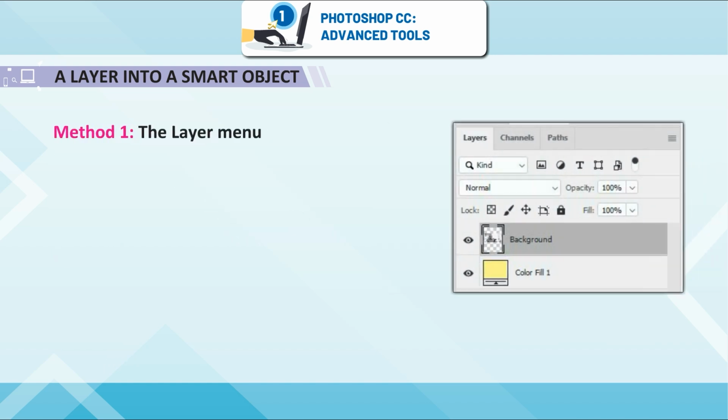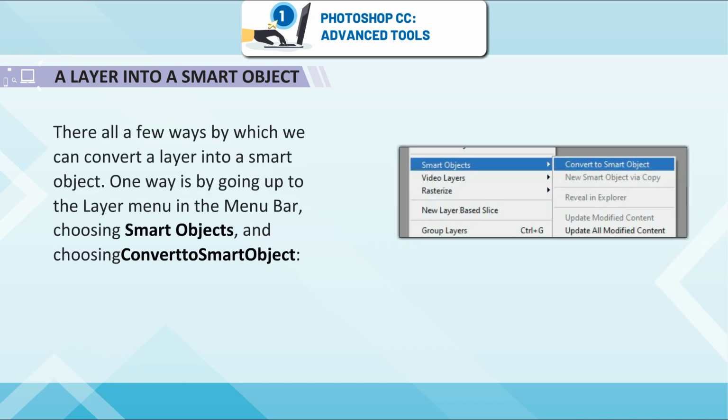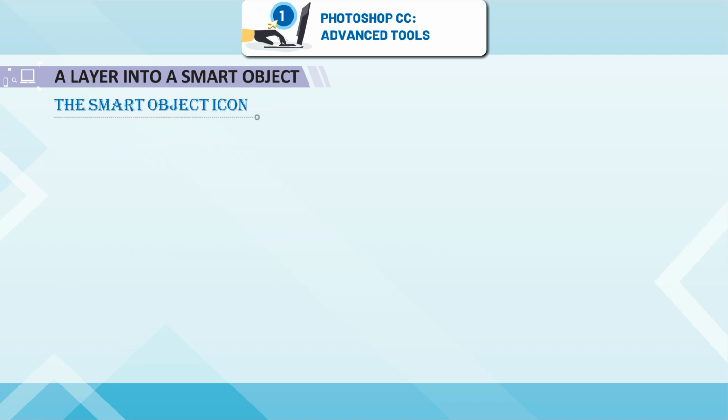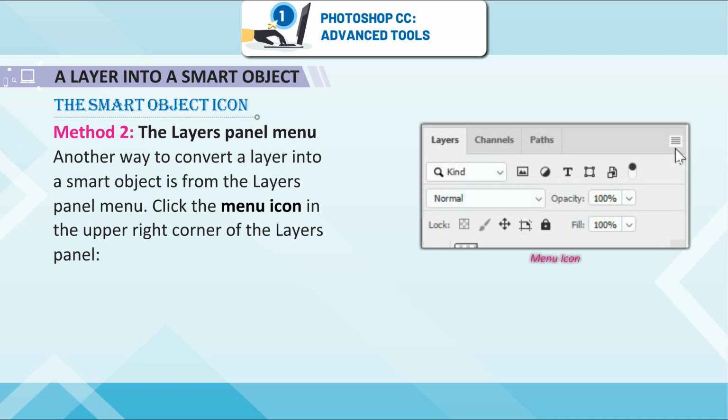Method 1. The Layer menu. There are a few ways by which we can convert a layer into a smart object. One way is by going up to the Layer menu in the menu bar, choosing Smart Objects, and choosing Convert to Smart Object. We now see a Smart Object icon in the lower right of the layer's preview thumbnail. This is how Photoshop tells us that the layer is now a smart object.